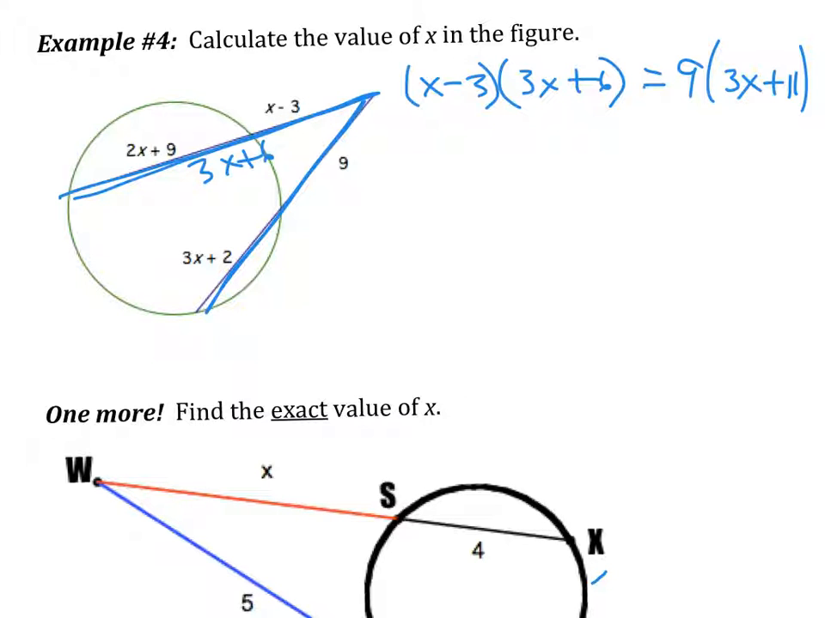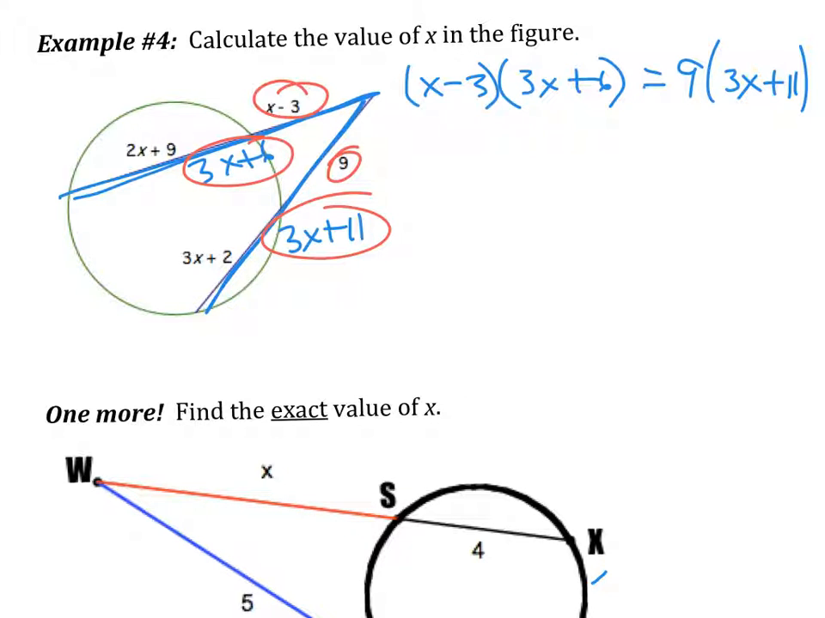Wait a second, why are we doing 9 plus 3x plus 11? Because the whole thing, remember how we said you had to figure out the length of the whole thing by adding the pieces together? Oh, so you're just combining it. So we're doing the outside times the whole thing, and then the outside times the whole thing. Yes.